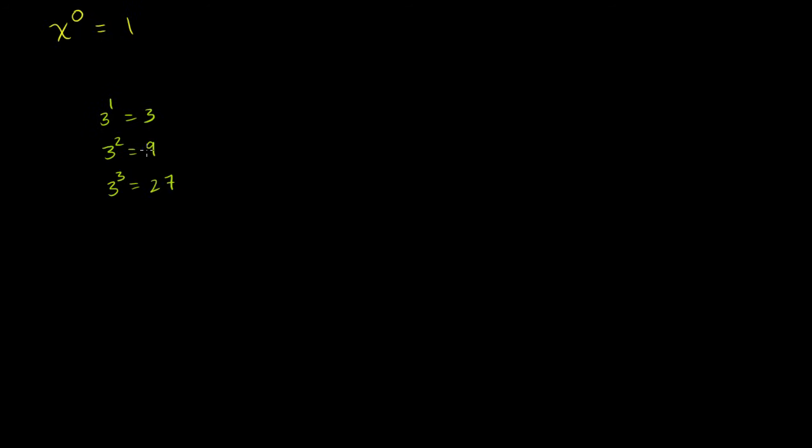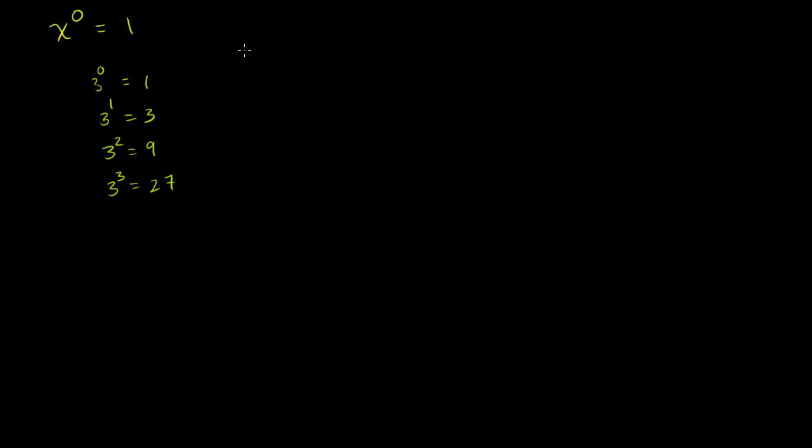So every time we decrease by a power, we're dividing by 3. 27 divided by 3 is 9. 9 divided by 3 is 3. Then 3 divided by 3 is 1. And so that should be what 3 to the 0th power is. So that's one way to think about it. The other way to think about it is that we need this for the exponent properties to work.